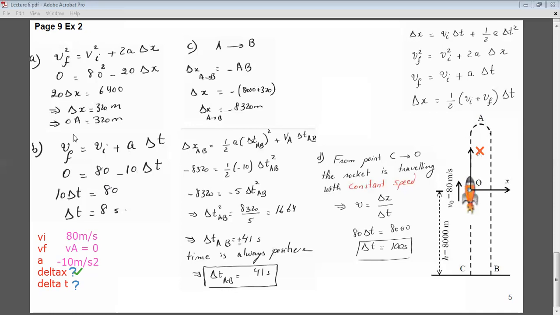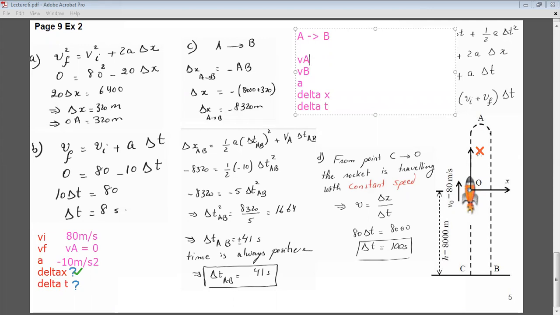Okay. Part C. How long from A does it take the rocket to get back to the ground? So now I'm no more from O to A. Now I'm from A to B. Okay, so from A to B, let's see what we have. So what are our VA, VB, delta x, delta t values?